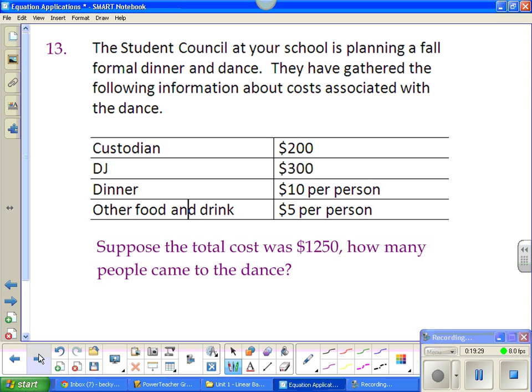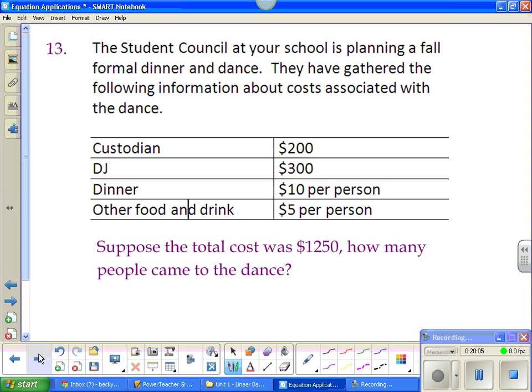Number 13, the student council at your school is planning a fall formal, dinner and dance. They have gathered the following information about costs associated with the dance. So we got to pay the custodian $200 to clean up. We got to pay the DJ $300. The dinner is $10 per person. So that cost depends on how many people come eat. Other food and drink, we're going to have hors d'oeuvres and punch off to the side. That's $5 per person. Suppose the total cost was $1,250.